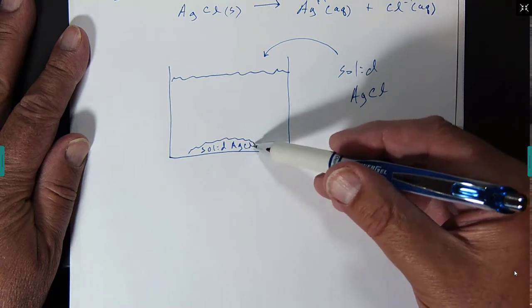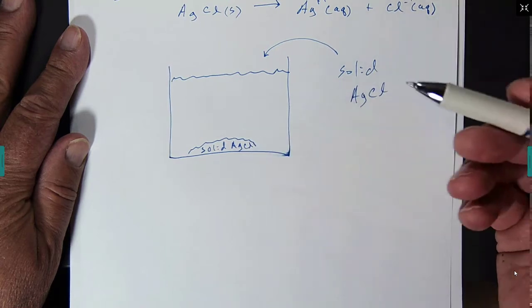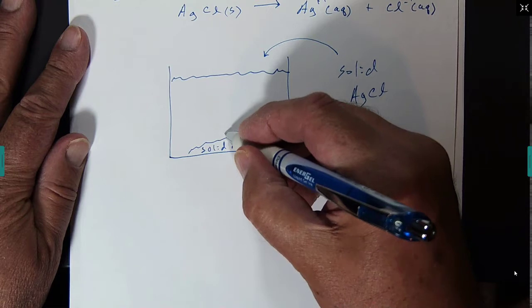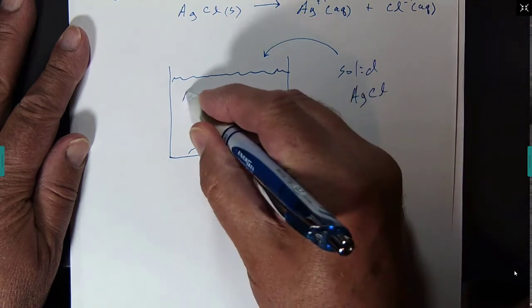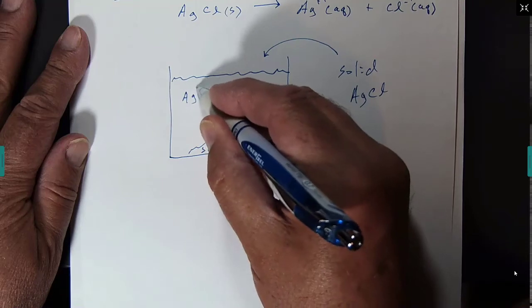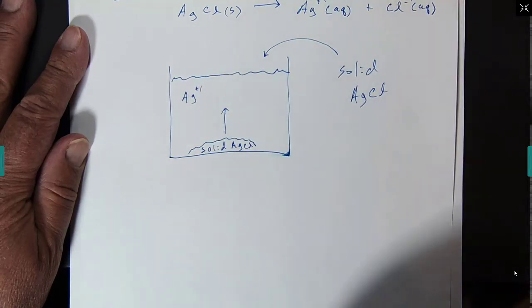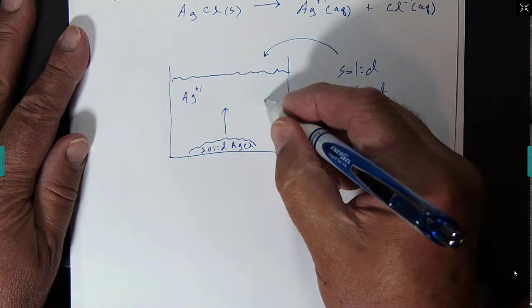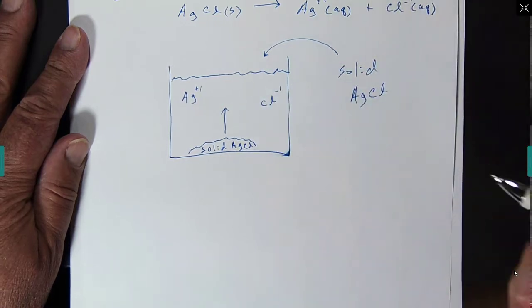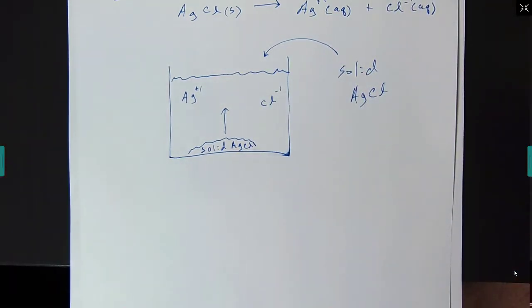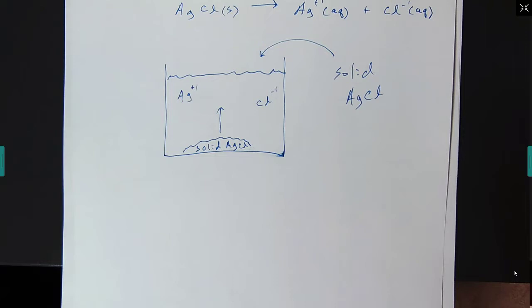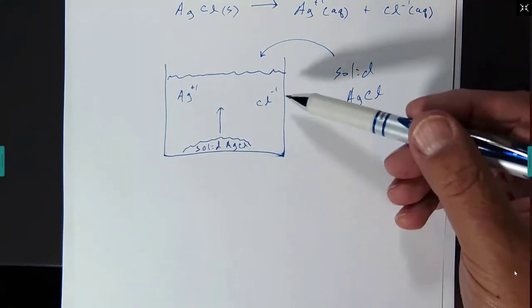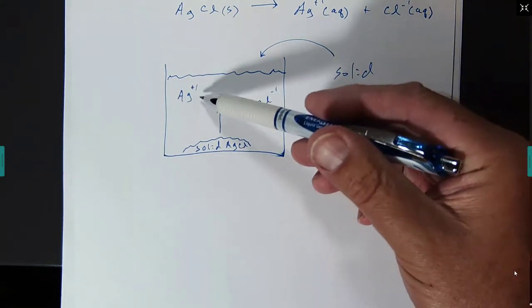Some of these silver chloride molecules will dissolve, and they will form silver ions floating around in the water. And of course, you'll also get chloride ions floating around. Why do we say it's a so-called insoluble compound? Oh, the concentration of these things will never go very high.